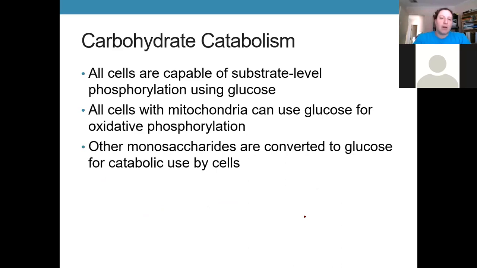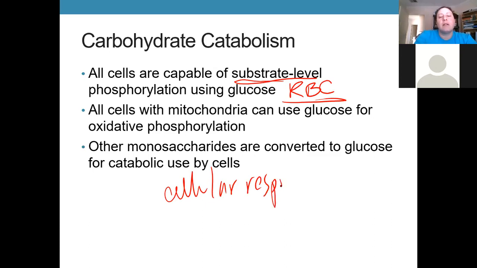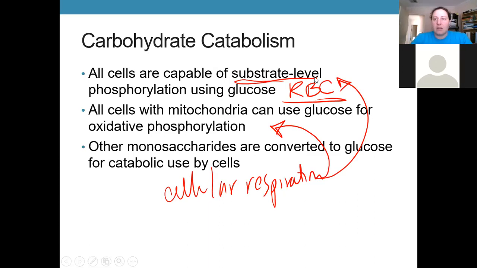And any cell with mitochondria, which is most of the cells in the body, the major exception is red blood cells. They have to use substrate level because they don't have organelles anymore. If they have mitochondria, they can take glucose and use it for oxidative phosphorylation and get lots of ATP. Glucose is essentially the molecule that the processes of cellular respiration, which use both substrate level and oxidative phosphorylation to make ATP, are based on. Like, everything is really good at using glucose in our body.